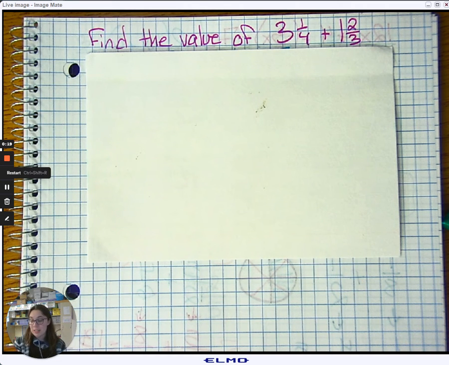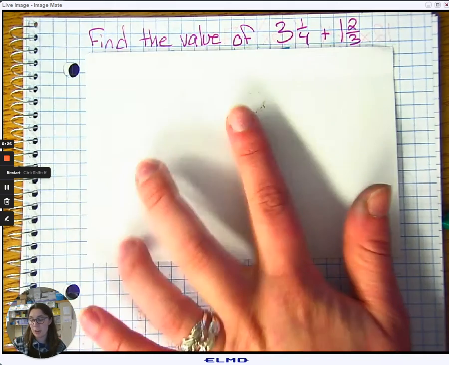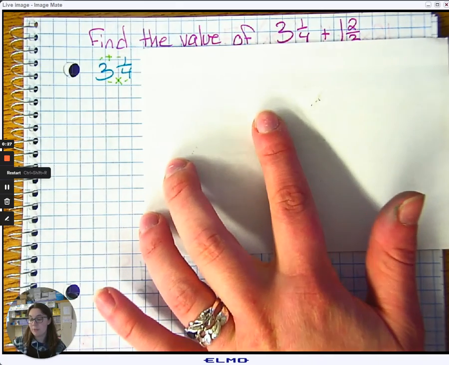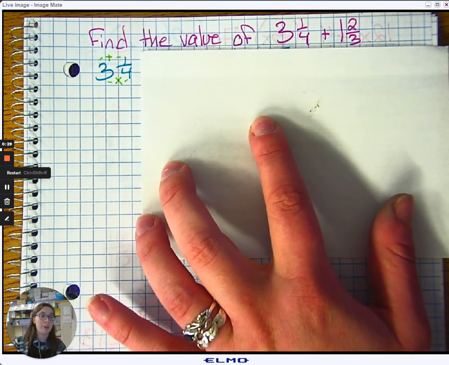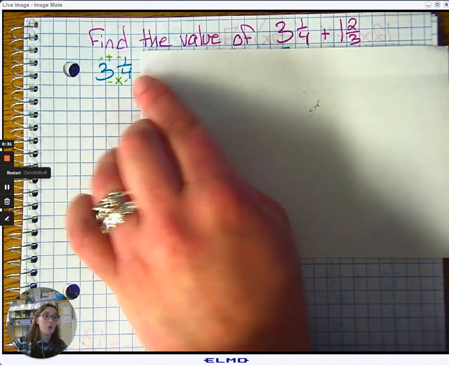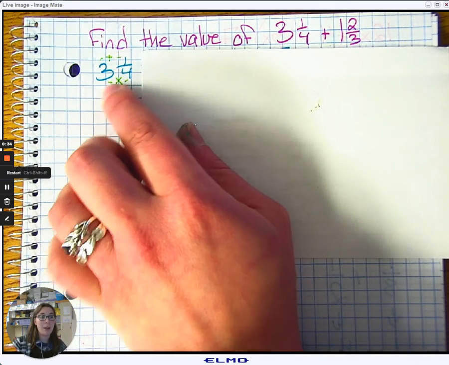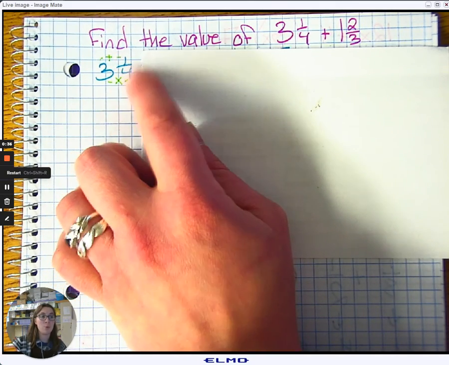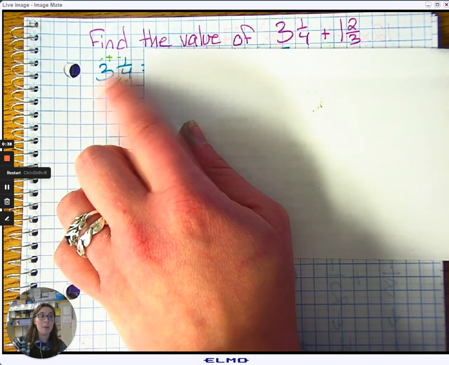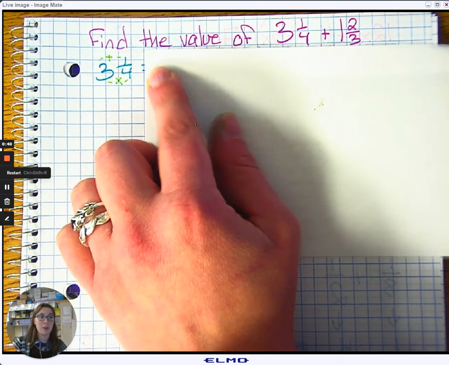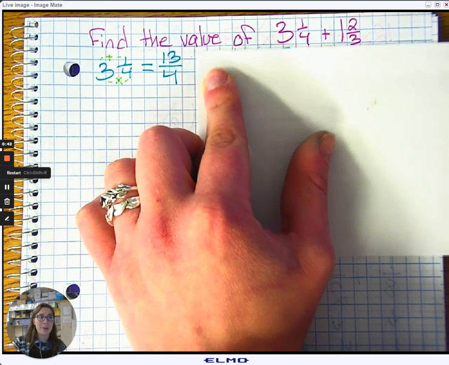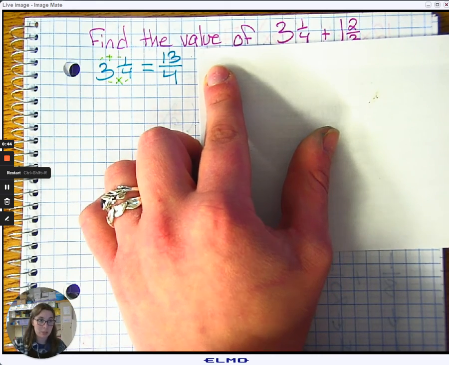The blue box on the previous slide would have told you that the first step you need to take is to turn your mixed numbers into improper fractions. So I've actually already done that. 3 and 1/4. Remember, to find an improper fraction from a mixed number, we multiply the denominator by the whole number and add the numerator. So 4 times 3 is 12, plus 1 is 13. The denominator stays the same, and we end up with 13/4.